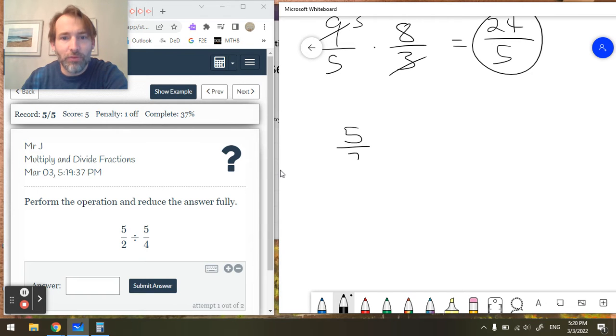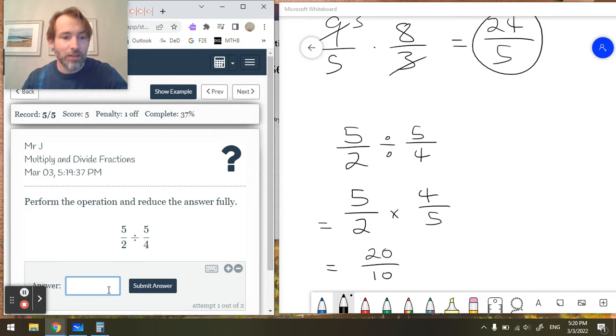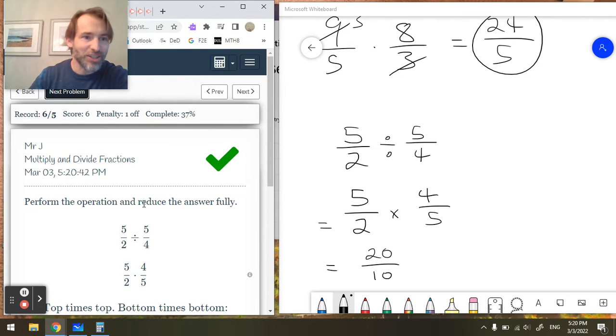But when I have 5 over 2 divided by 5 over 4, with division of fractions questions, what we want to do is keep the first one, turn it into multiply, and flip the second one. Okay? Multiplication of fractions is exactly the same thing as division when the back one is flipped. And so now I just do 5 times 4 on the top, which is 20, over 2 times 5 on the bottom, which is 10. 20 divided by 10 is 2. So that's how you do division of fractions.